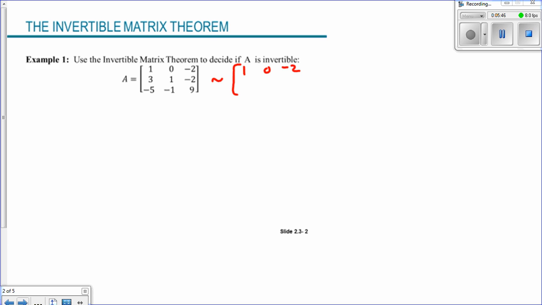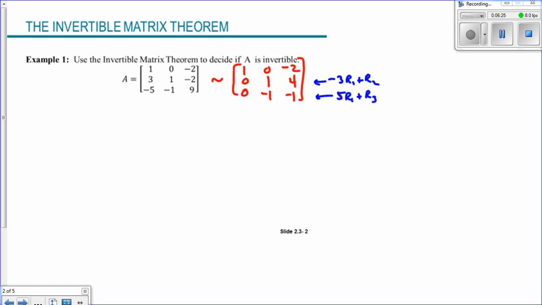Leaving row 1 alone, I'm going to take -3 times row 1 and add it to row 2. That'll make this 0. This is -3 row 1 added to row 2, and that's this new row 2. So that's going to give me 0, that's going to give me 1, and 6 minus 2 is 4. And now I'm going to take 5 times row 1 and add it to row 3. So this is going to be 0, this is going to be -1, this will be -10 plus 9 is -1. Okay, one more step.